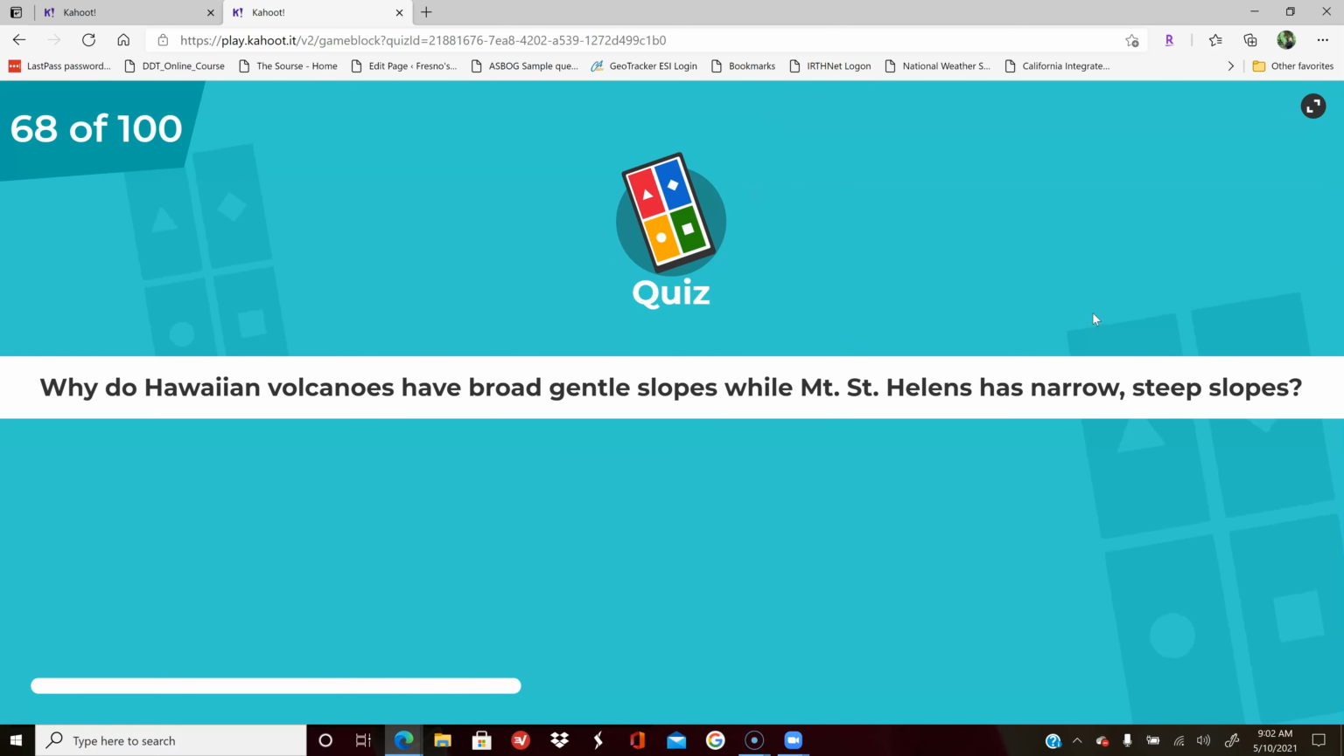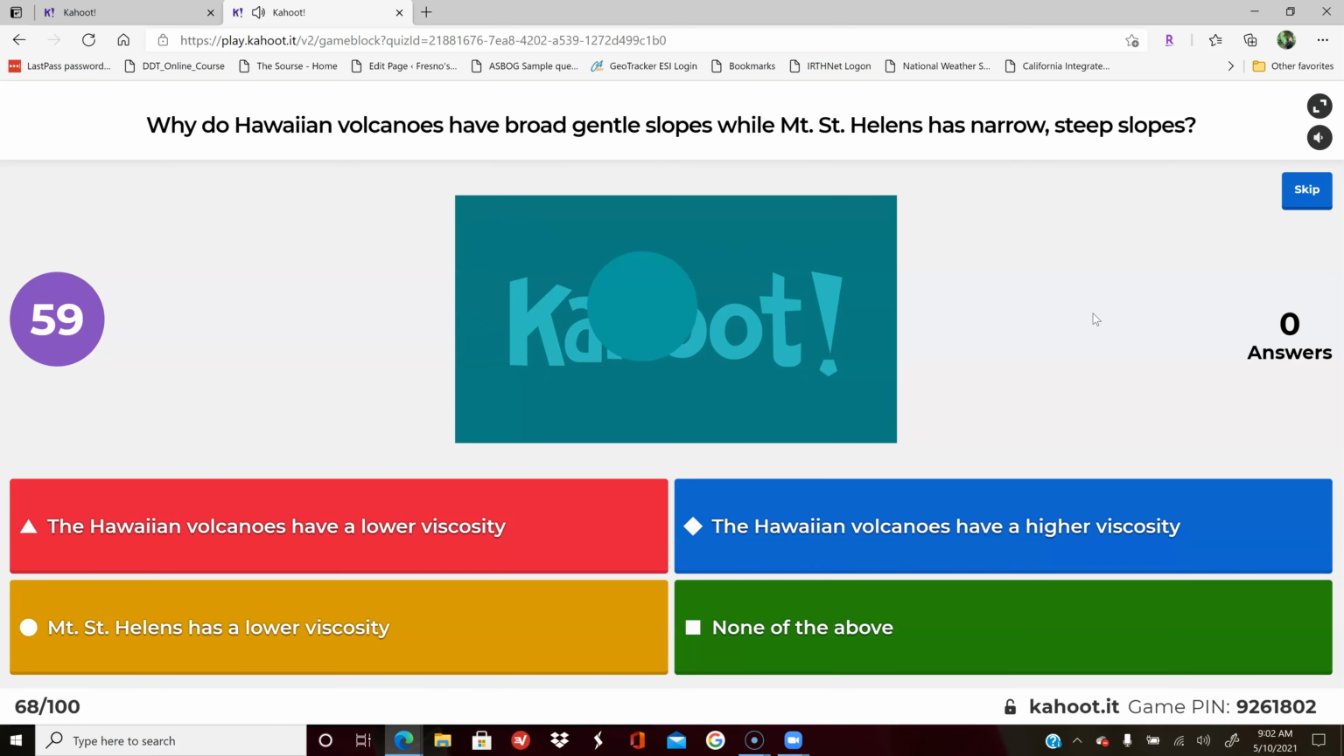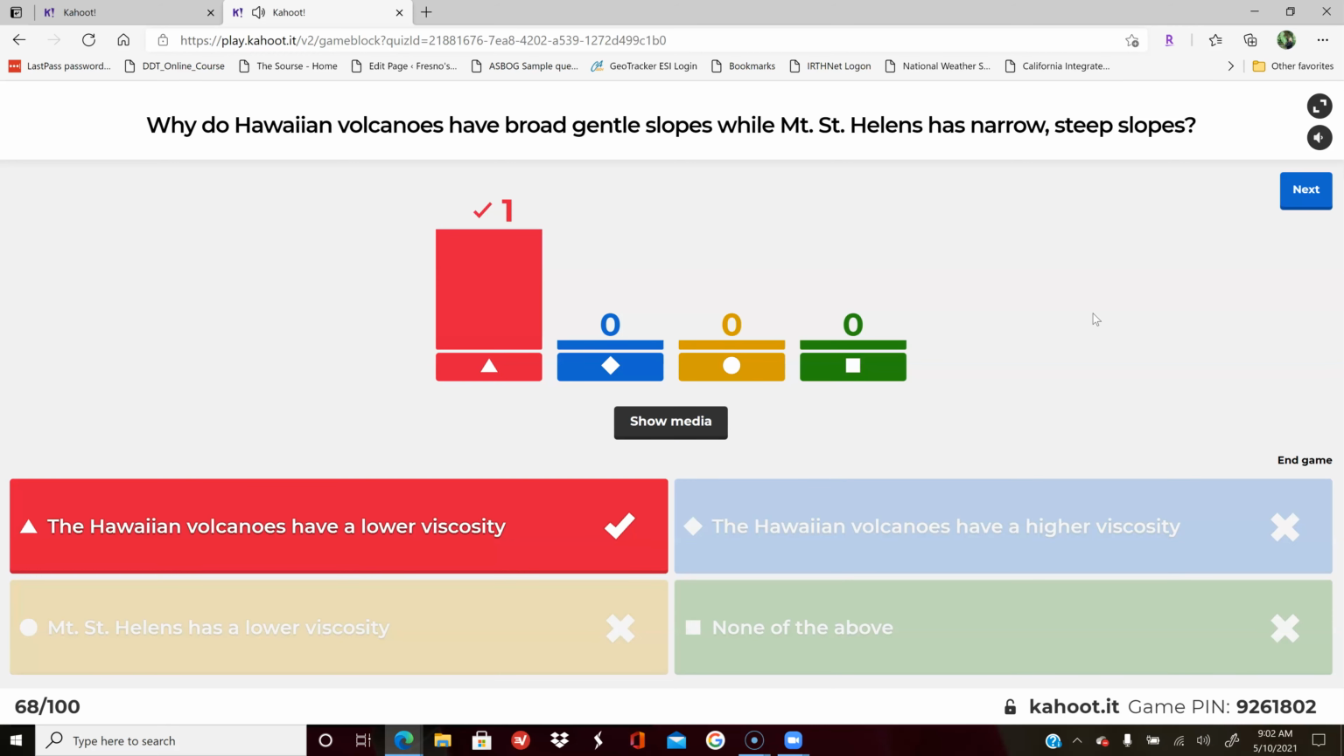Why do Hawaiian volcanoes have broad, gentle slopes while Mount St. Helens has narrow, steep slopes? The Hawaiian volcanoes have a lower viscosity. Hawaiian volcanoes have higher viscosity. Mount St. Helens has a lower viscosity, or none of the above. The Hawaiian volcanoes have a lower viscosity.